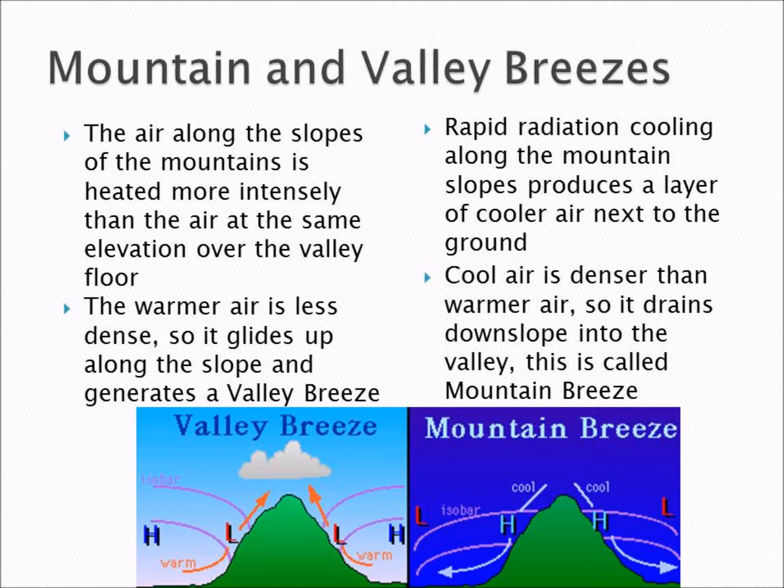Mountain and valley breezes. To the left, we have an example of a valley breeze. The air along the slopes of the mountain is heated more intensely than the air at the same elevation over the valley floor. Now that warmer air is less dense, so it glides up along the slope and generates a valley breeze. This happens during the day. At night, rapid radiation cooling along the mountain slopes produce a layer of cooler air next to the ground. Cool air is denser than warmer air, so it drains downslope into the valley. This is considered a mountain breeze.